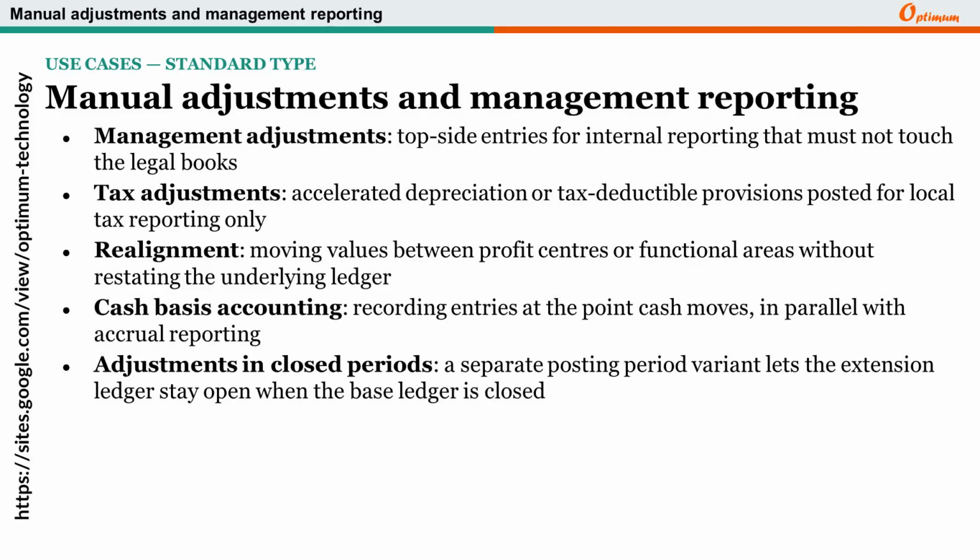This is the classic use case and the one most consultants meet first. The business wants a management view of the numbers that differs from the statutory view, and they do not want to restate the legal books to get it. You give them an extension ledger, they post their top side adjustments there, and management reports pick up base plus adjustment while the statutory reports stay clean. That last bullet is worth dwelling on. Because an extension ledger can carry its own posting period variant, the adjustment ledger can remain open after the underlying ledger has been closed, which is what makes late management adjustments practical.